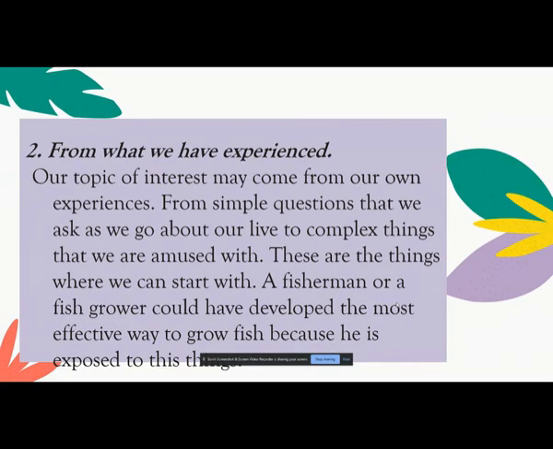Now, from what we have experienced, our topic of interest become from our own experiences, from simple questions that we ask as we go about our life to complex things that we are amused with. These are the things that we can start with, and a fisherman or a fish grower can develop the most effective way to grow fish because he is exposed to these things.